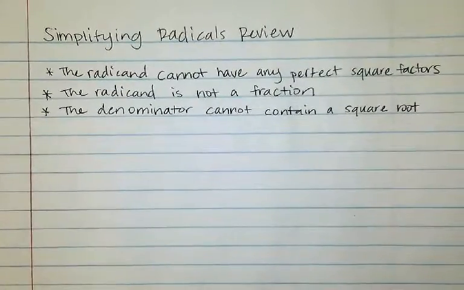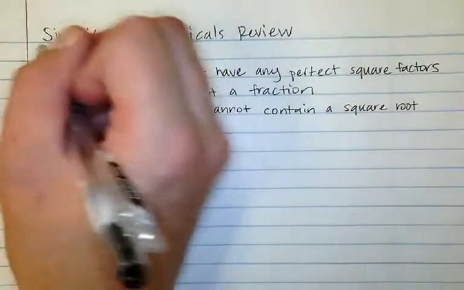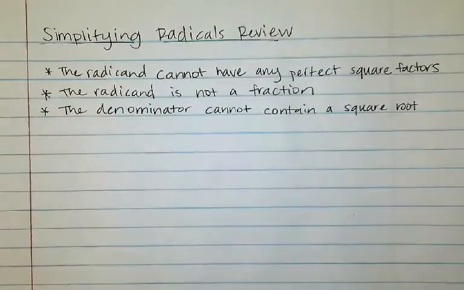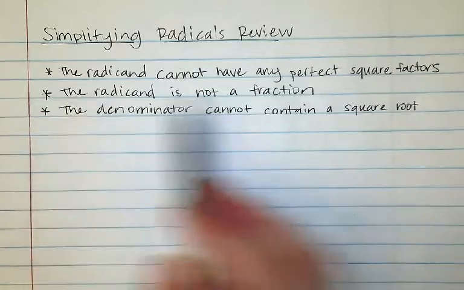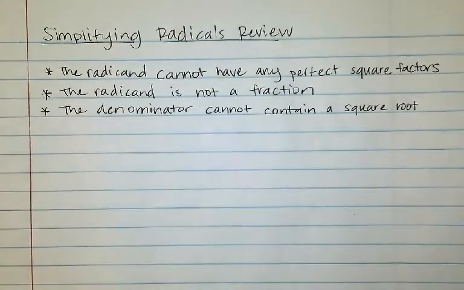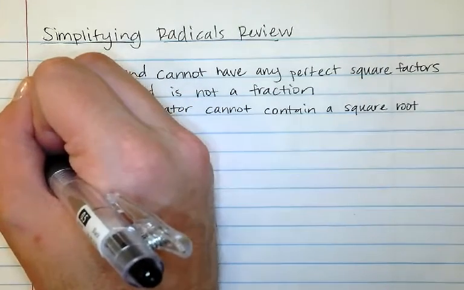So we are going to focus mainly on this top one here as I review with you today. Then we're going to talk a little bit more about how it can't be a fraction and how the denominator cannot contain a square root when we multiply and divide. I'm only going to do a couple of examples for you, okay?